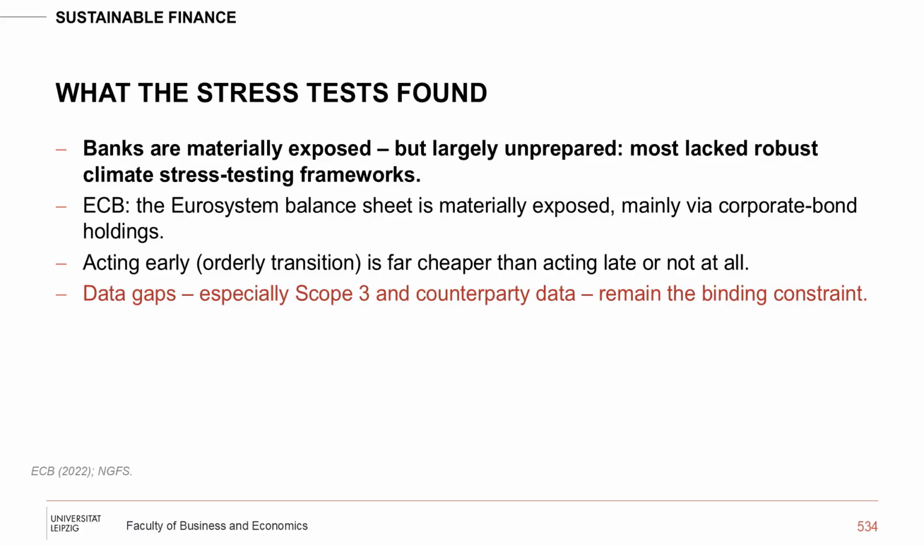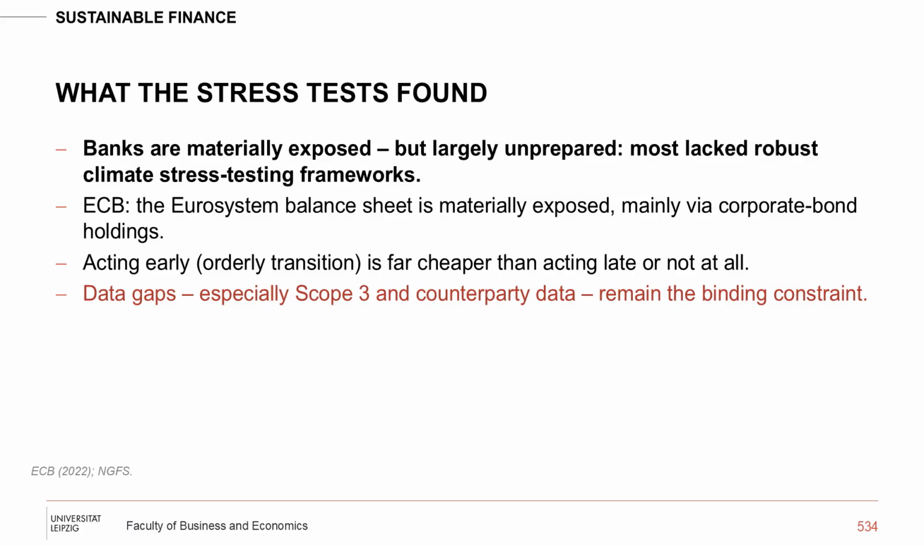Third, a clear and hopeful message. Acting early, an orderly transition, is far cheaper than acting late or not at all. The stress tests put numbers on Carney's tragedy of the horizon. Delay is expensive. But the fourth finding is the one that constrains everything else.